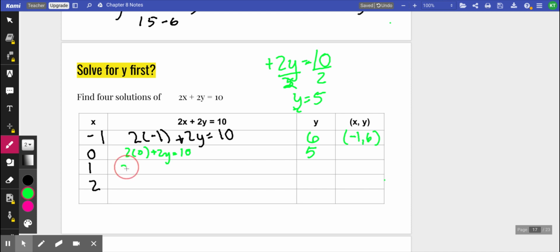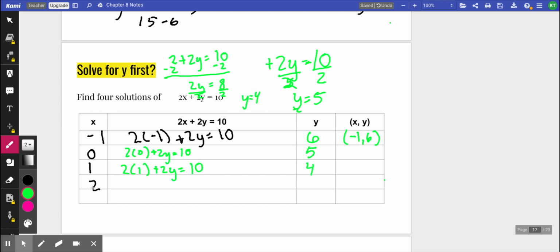And hopefully we'll see a pattern emerge here, right? Remember, it's a constant rate of change, so as long as I'm changing by ones over here, we should see that pattern emerge. So 2 times 1 is 2 plus 2y equals 10. So I'm going to go minus 2 from both sides. We get 2y equals 8. Divide by 2. We get y equals 4, right?